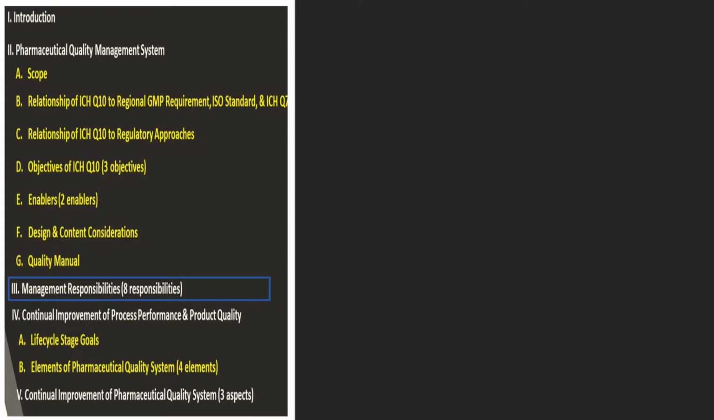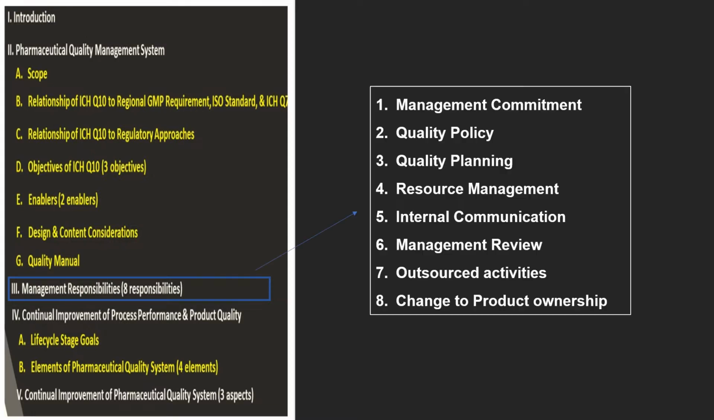Speaking of the management responsibilities, this guidance defines 8 important management responsibilities. Now, if you can relate these responsibilities to the management responsibilities defined in the USFDA guidance on the pharmaceutical quality system, they are almost similar, because this guidance has been released later. It was in September 2006, while this guidance was released in April 2009, right?